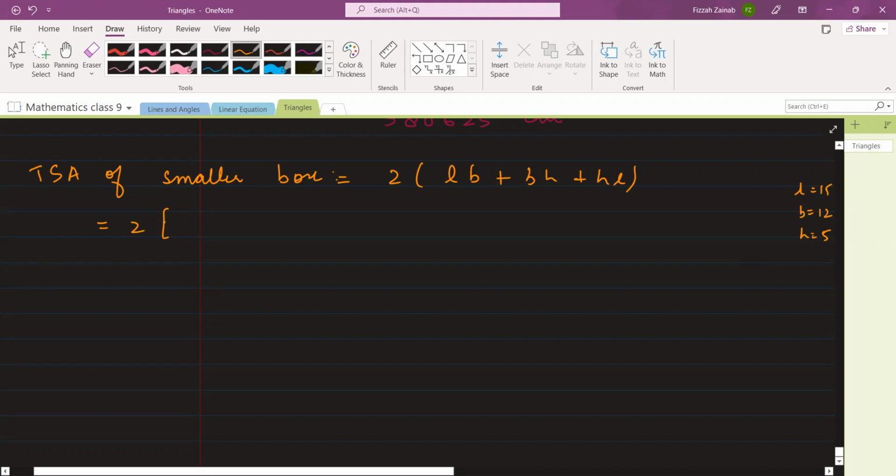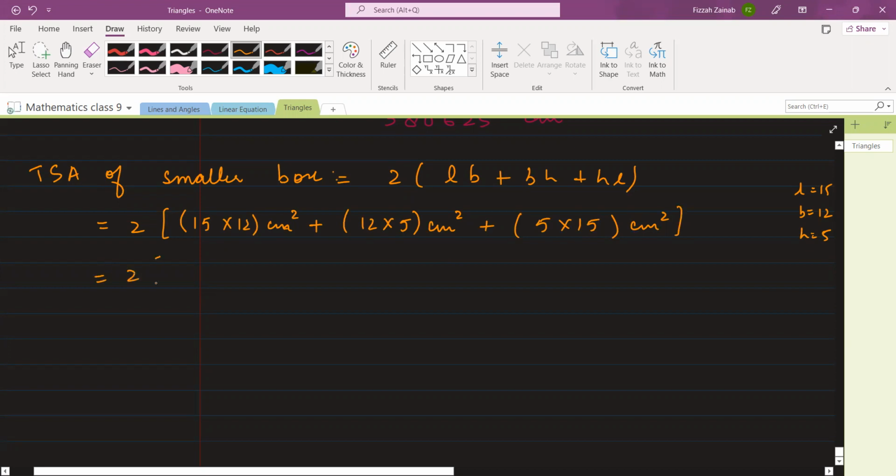Okay, so let us just put the values. So length is 15 into 12 centimeters square plus, just check, am I right? Yes, ma'am. Okay, BH, so 12 into 5 centimeters square plus HL, this is 5 into 15 centimeters square.